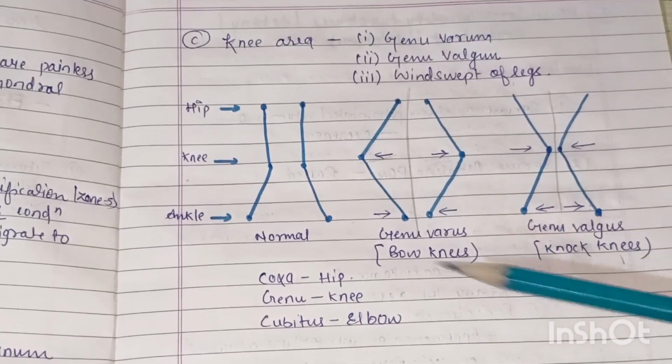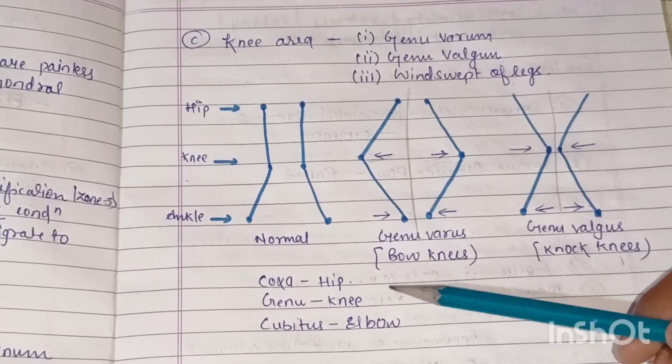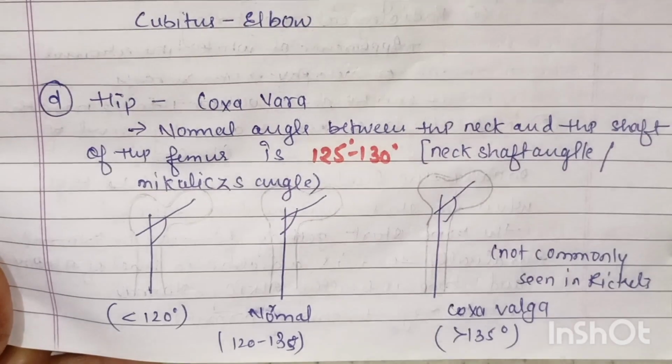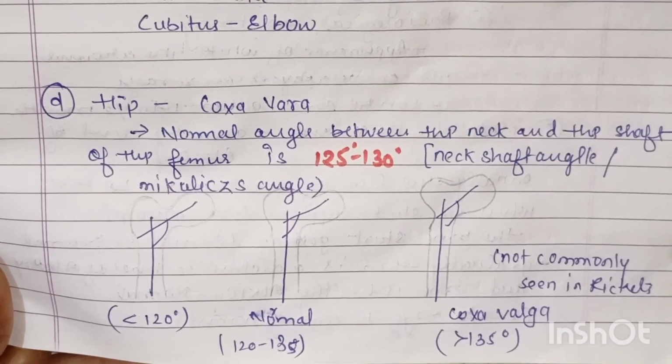In other terms, coxa for the hip, genu for the knee, or cubitus for the elbow. These are terms used for a joint. For the hip it is coxa vara, which is the important sign for rickets.